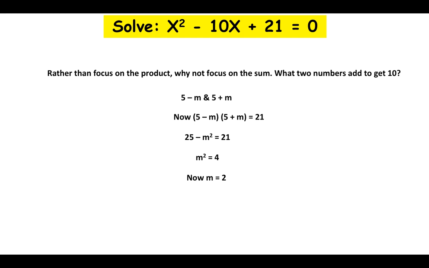Now for me to get to my final solution, I simply need to put that 2, this 2 that's found here, back in to get my two numbers. 5 minus 2 gives me 3, and 5 plus 2 is 7. Done. That's a quadratic solved.